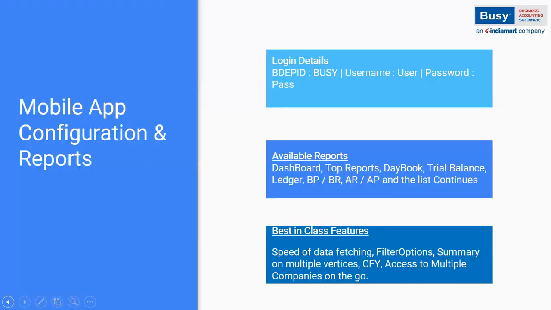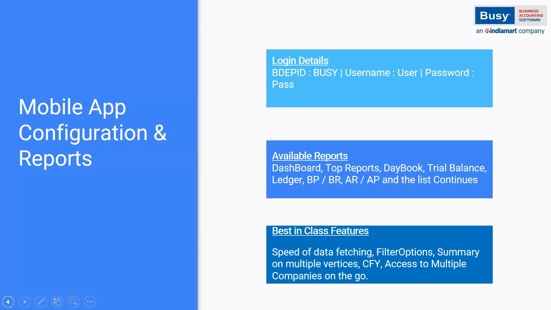Then, when the data is uploaded, how are you going to connect and view? You will be using your CloudSync mobile app. You will log in using your BDAP ID, username and password. You will be able to see the available reports. Right now, there are some important reports like dashboard, top reports, day book, trial balance, ledger, bills payable, bills receivable, amount receivable, amount payable, and a few other reports.